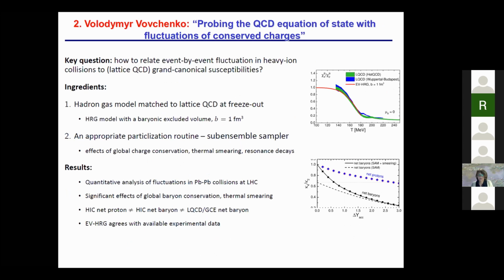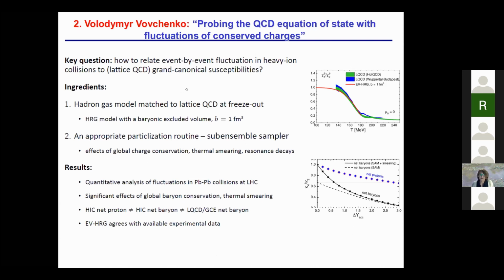The second one was a talk by Volodymyr Vovchenko about probing the QCD equation of state with fluctuations of conserved charges. And here Volodymyr created this nice transparency for our discussion. And the key question is how to relate event-by-event fluctuations in heavy ion collisions to lattice QCD and grand canonical susceptibilities.